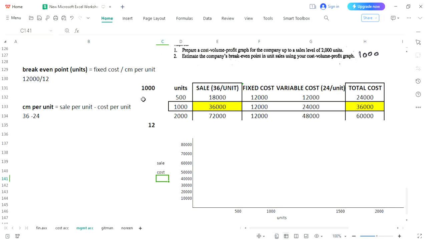And finally, what will happen? You will see 500 number of units and sale price 18,000. 500 is here and 18,000 is here. So you will put a small point at this place. And then you will see 1,000 and 36,000. 1,000 is here and 36,000 would appear over here. So here you will put a point. I'm not going to make it.